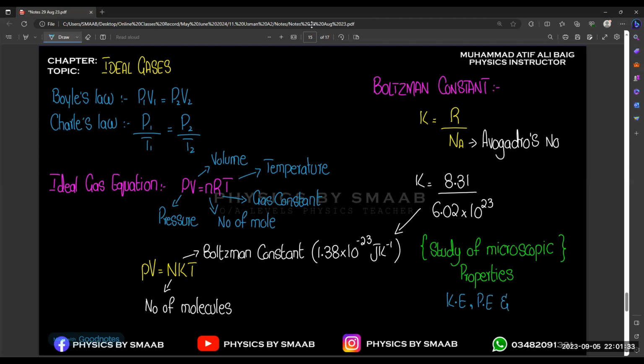Kinetic energy, potential energy, total energy. When we are talking about this type of concept, we use the Boltzmann constant. And if we are using macroscopic quantities like temperature, we can easily use the ideal gas equation PV = nRT. So that is also usable, right? And if we are talking about a minor change in internal energy, like kinetic, potential or total energy, then we use the concept of the Boltzmann constant, right?